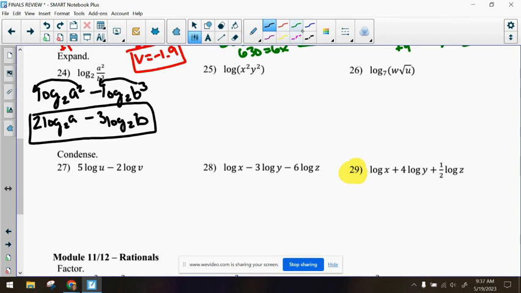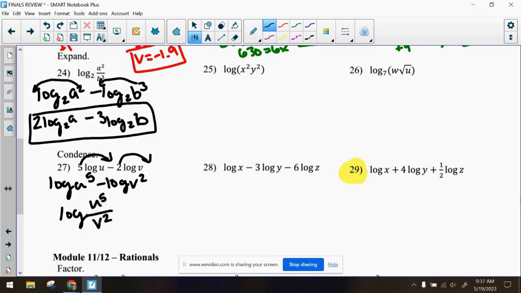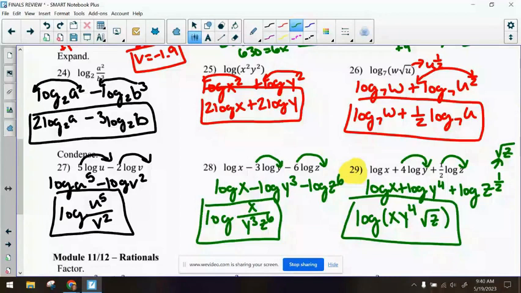Now when I move on to condense, my goal is to make multiple logs into one log. We start in reverse. So my first step is going to be to move the exponents back onto the variables that they came from. So this is going to be log of u to the fifth minus log of v squared. Now I'm going to put it back together as a single log with u to the fifth on top and v squared in the denominator because that log was negative. At this point, go ahead and pause the video, try the remaining questions in this section, and then resume to check your work. So here are the answers for 25, 26, and then 28 and 29.